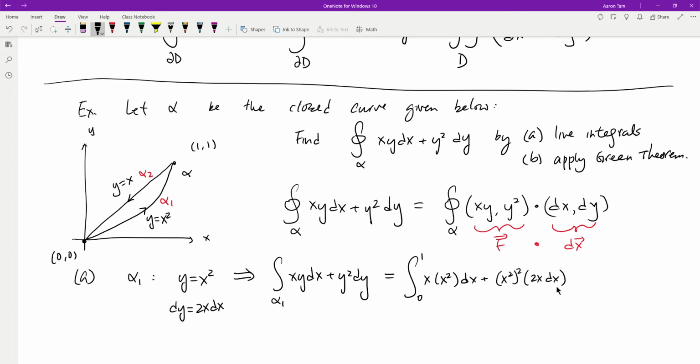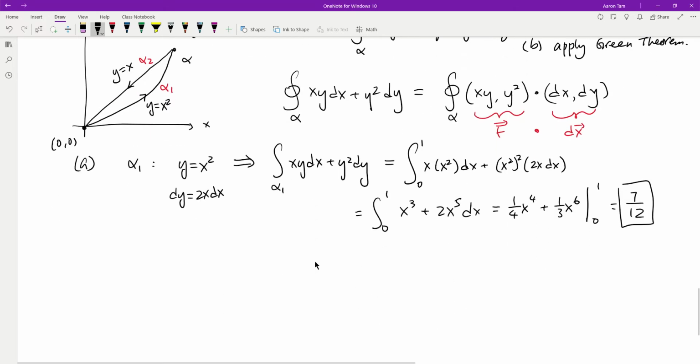So just a little bit of cleaning up to do, but it's not too bad. So I'm going to go and clean it up. That would be the integral from 0 to 1 of x to the third plus 2x to the fifth dx. So that becomes 1/4 x to the fourth plus 1/3 x to the sixth, varying from 0 to 1, so that just becomes 1/4 plus 1/3, which is 7/12. So that's pretty good.